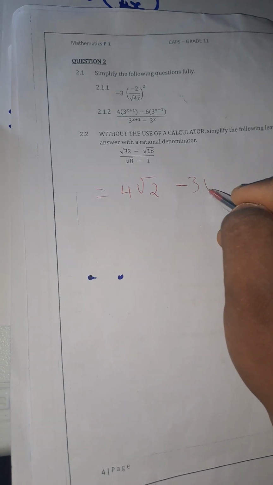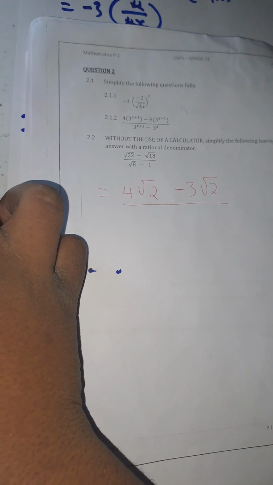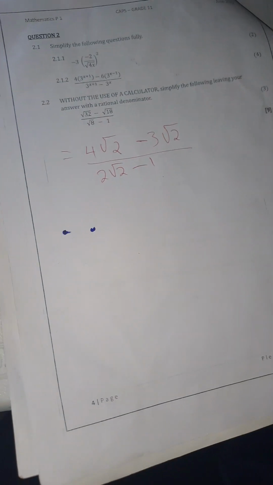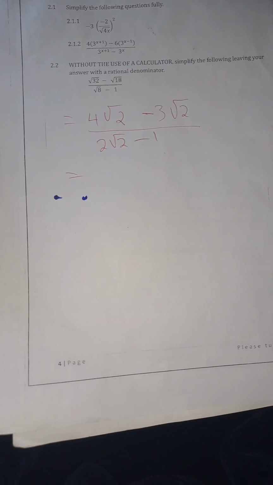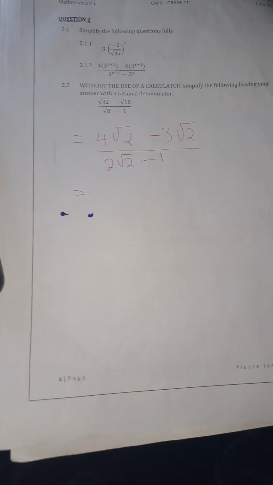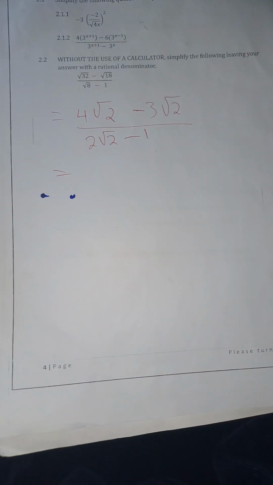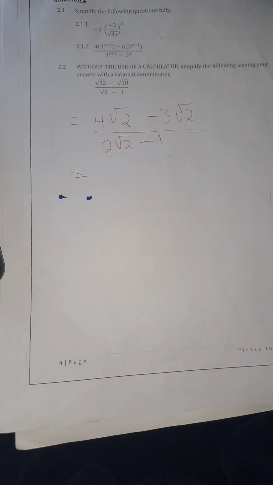You get 3 root 2 over what? What is root 8? It has to be 2 root 2 minus 1. Now, for this one, because you can simplify in your calculator, I'm going to tell you this. As you can see, root 2 is common in the numerator there. Can you see that? Root 2 is common in the numerator.